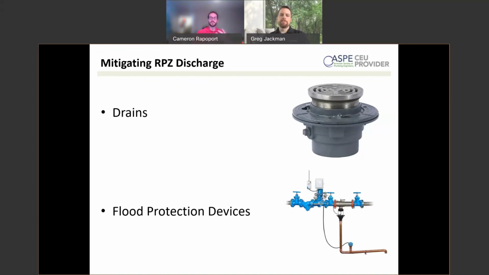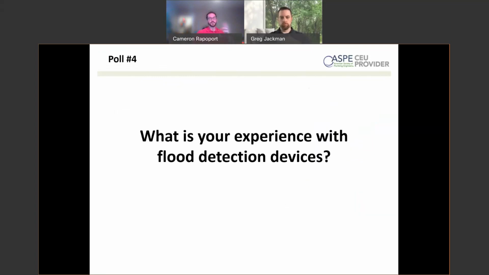The other thing is flood protection devices. One more quick thing to tell you about those flood protection devices when you're installing RPZs. It's a really important consideration. And we'll be done.